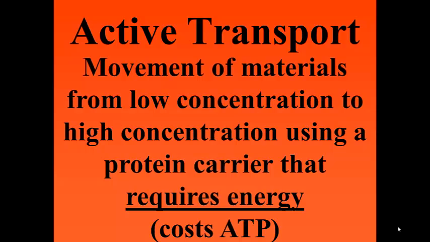All right, so active transport is the movement of molecules from an area of low concentration to high. Now remember, diffusion and osmosis are passive and they go from high concentration to low. Active transport is the opposite direction, from low concentration to high, using a protein carrier, and the protein actually requires energy in the form of ATP.